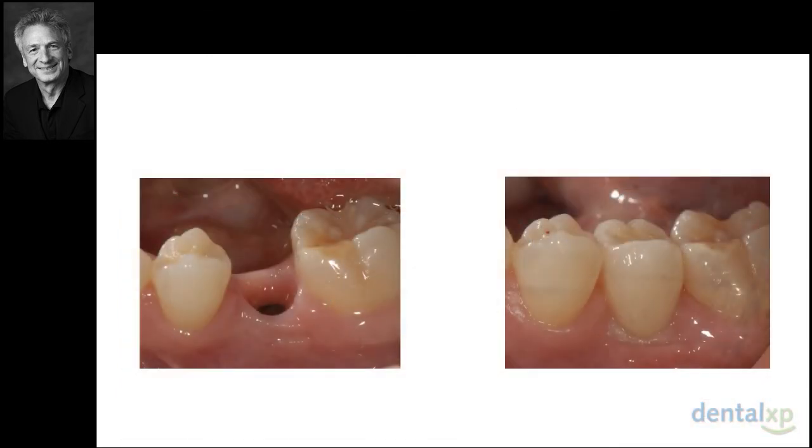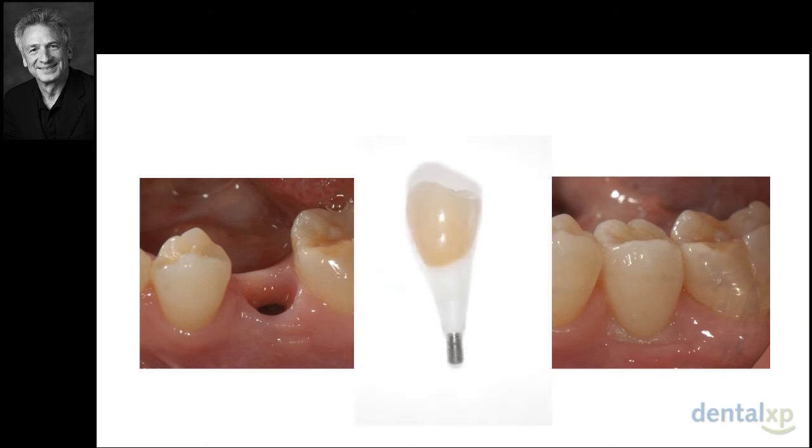Another example shows a beautiful emergence profile, and it shows that it has the ability to emerge like a natural tooth, so we don't have large interproximal spaces that can catch food. So it really allows for a very natural restoration, and it's retrievable.